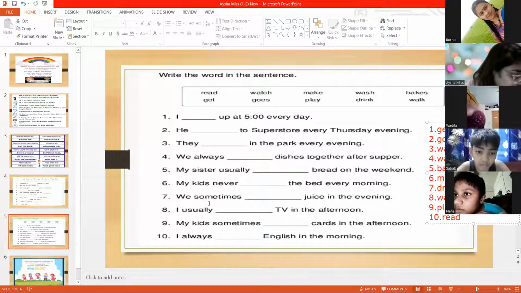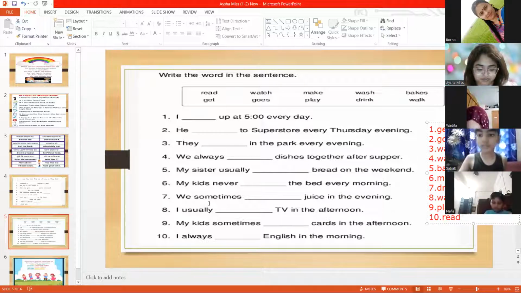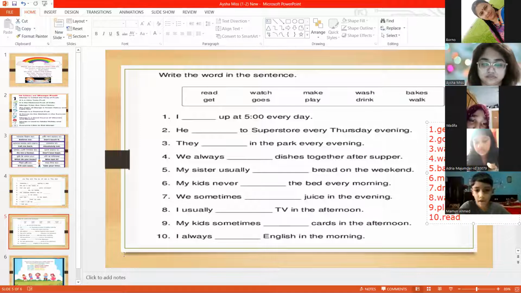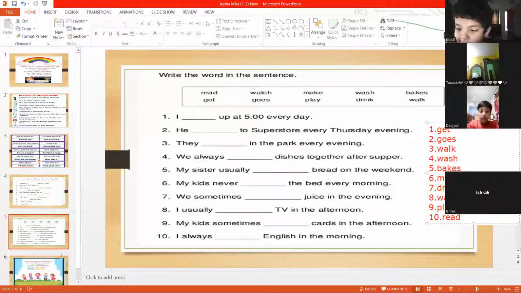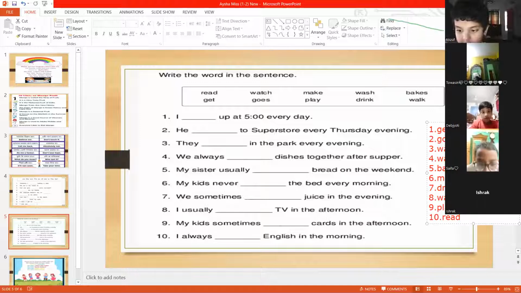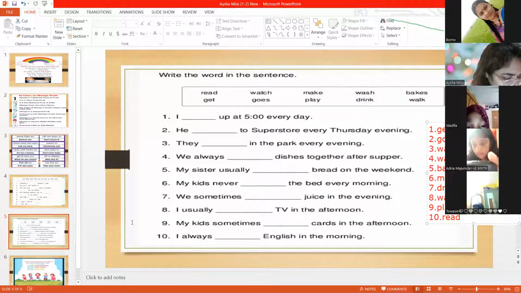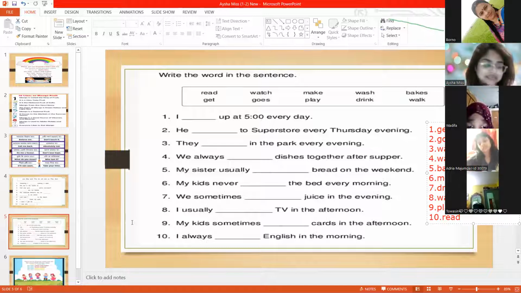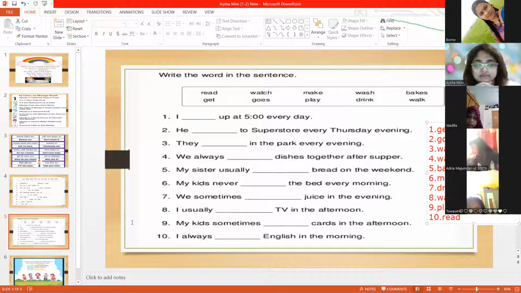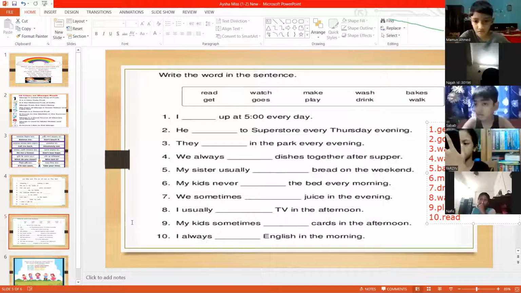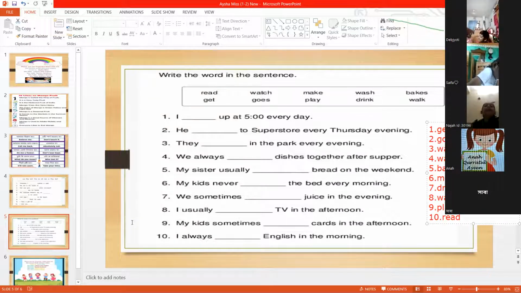Okay, so hurry up, take the screenshot. Sometimes we drink juice in the evening. Did everyone read it? Sometimes we drink juice in the evening. I always watch TV in the afternoon. I always read English in the morning. Okay, done. Take the screenshot, everyone.